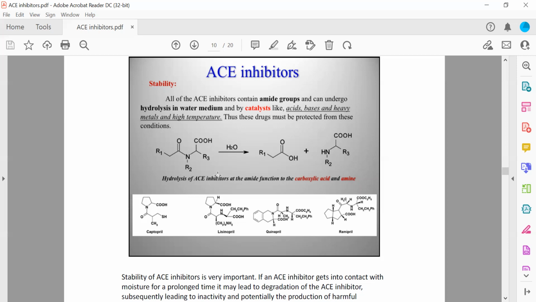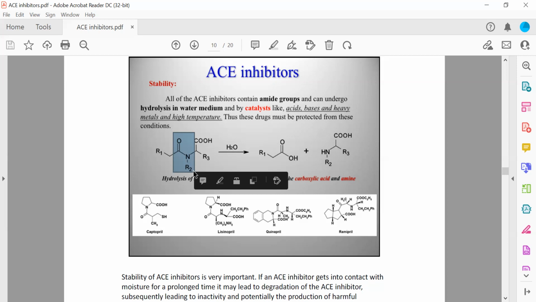And the reason for that is because if the ACE inhibitors get into contact with water, and especially at higher temperatures, then it undergoes degradation and the molecule is no longer stable. So let's look at the stability. The main thing that causes these stability issues is this amide group within the ACE inhibitors. Like we've learned in the prodrugs as well, esters can undergo hydrolysis much quicker, but amides can also undergo hydrolysis, but it's a slower process.